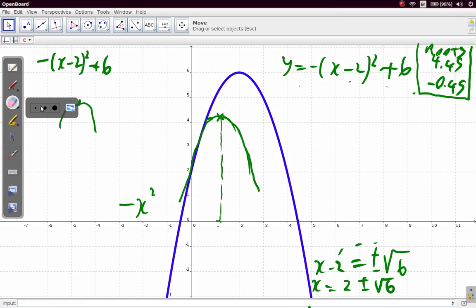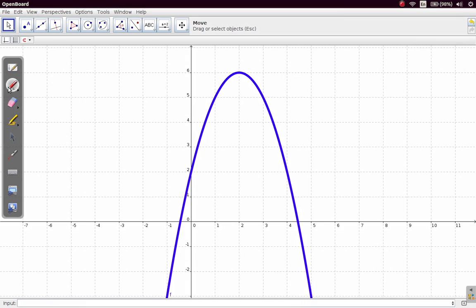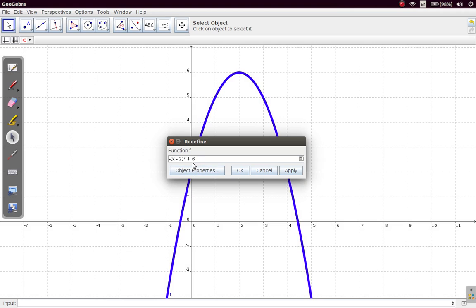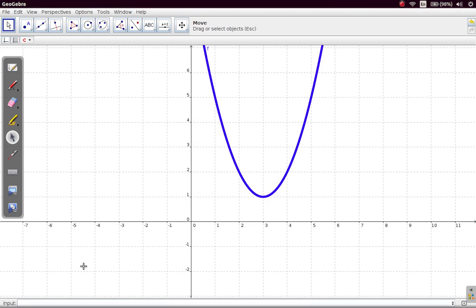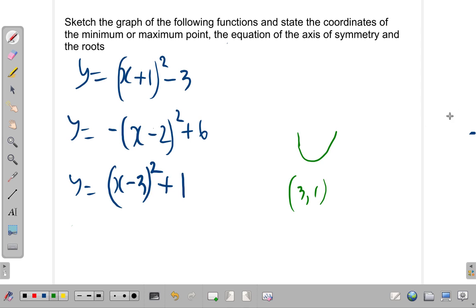Let's erase what we have here. So x minus 3 all squared plus 1. Let's just modify this to make it the new graph. Open bracket, x minus 3, close bracket, raised to the power of 2 plus 1. Okay, good. That 3, 1. Was it that what you said? Yes. Located at 3, 1.